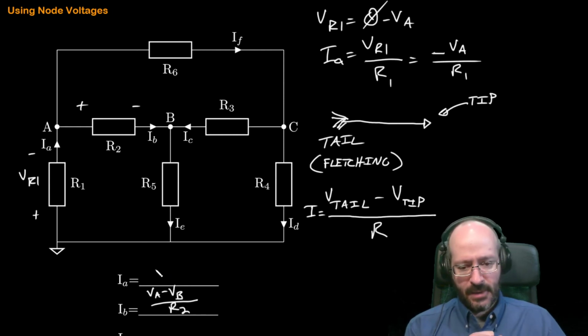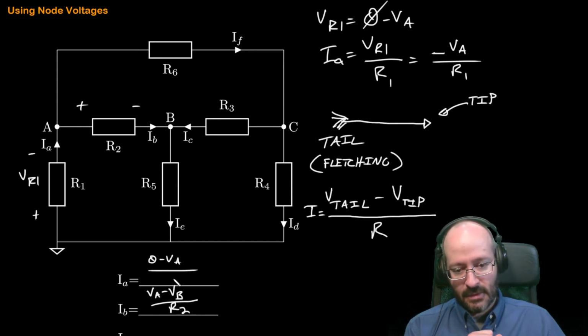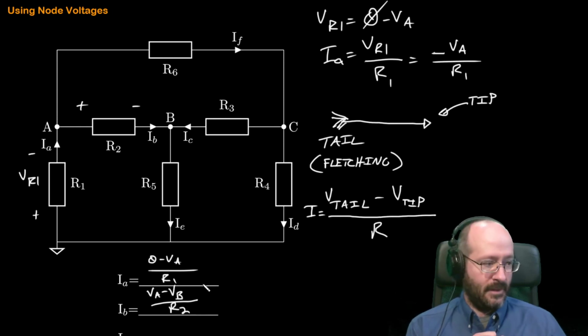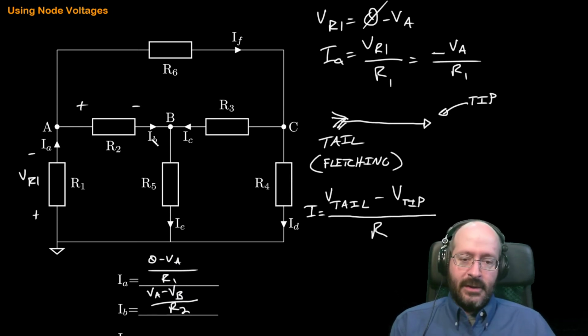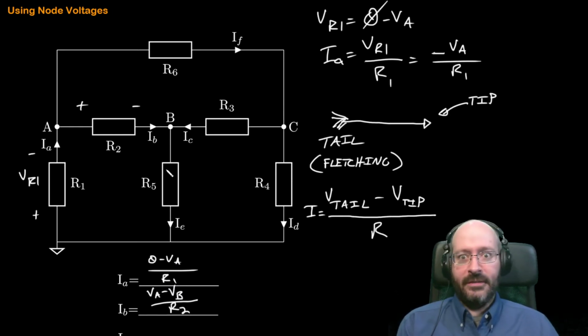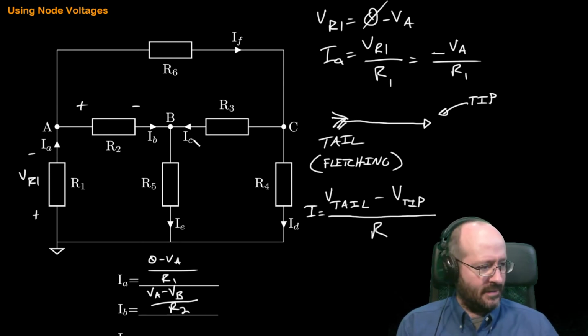What do we get for IA? We had the voltage at the tail minus the voltage at the tip over the resistance. Got to cram these in a little tighter. I should space those out more. Tough luck. Next time I record all of these videos, I'll do that. Okay, looking at IC. Is that still on the screen? Nope.